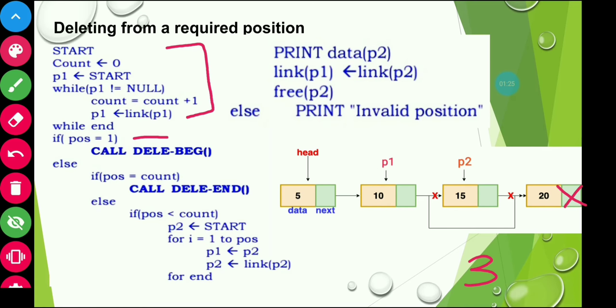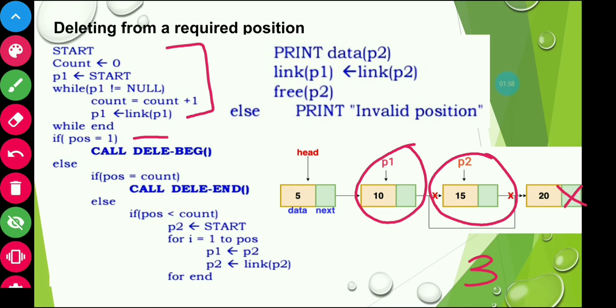So again we need two pointers. P2 is equal to start, for I is equal to 1 to position. P2 will stop at the position element to be deleted. So P1 will stop at the second element. P1 is equal to P2, P2 is equal to link of P2. So after the end of the for loop, P2 will be at third position, P1 will be at second position.